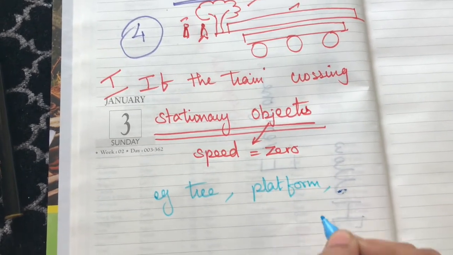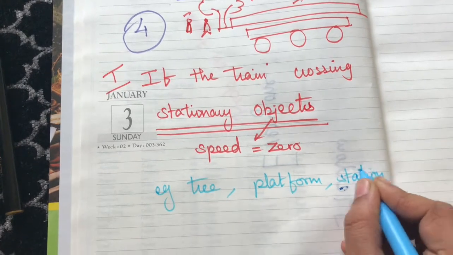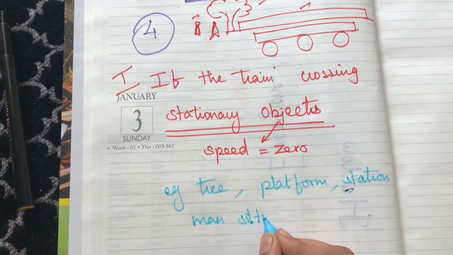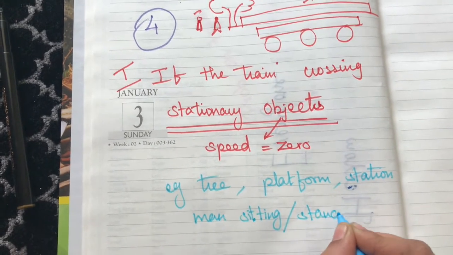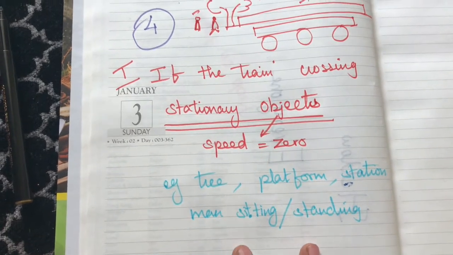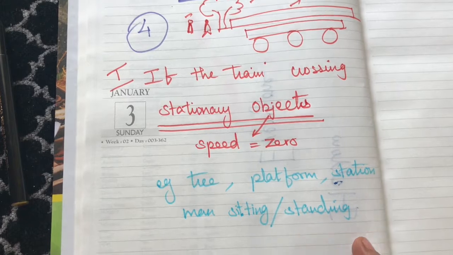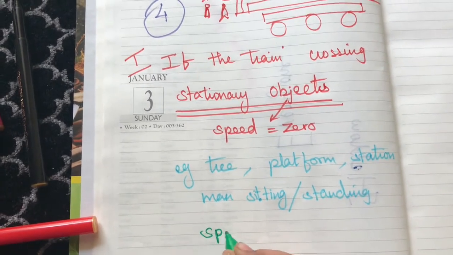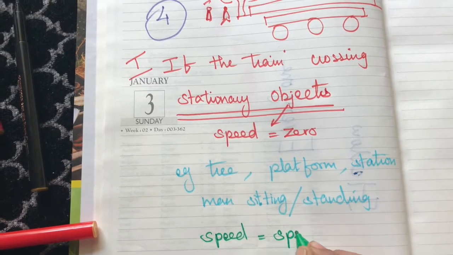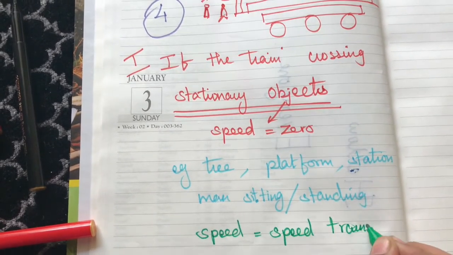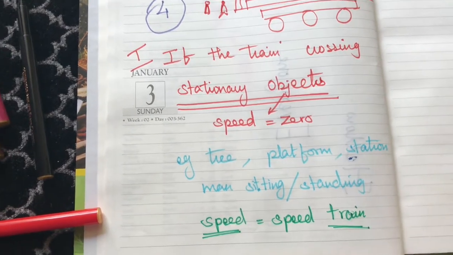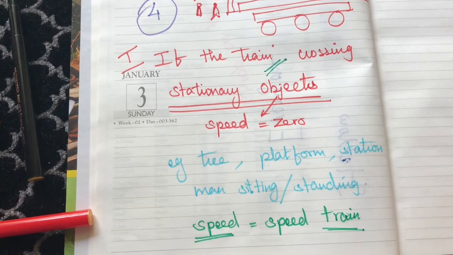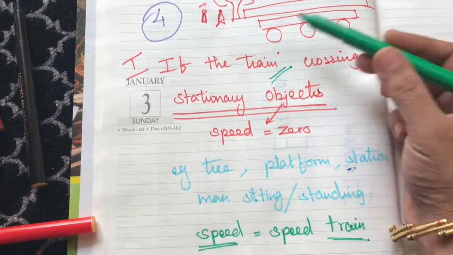Platform or station. After that, a man who is sitting or standing. He can't move, he's at a rest position. So in these conditions we need to take the speed, and the speed will be equal to the speed of the train. Why? Because the object has zero speed, so we can directly take the train speed.